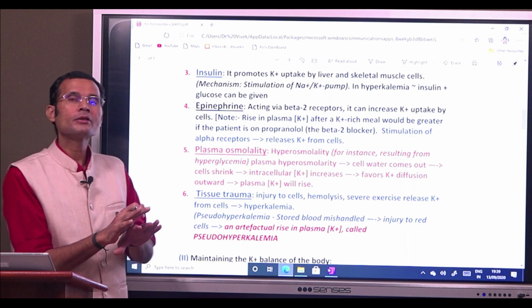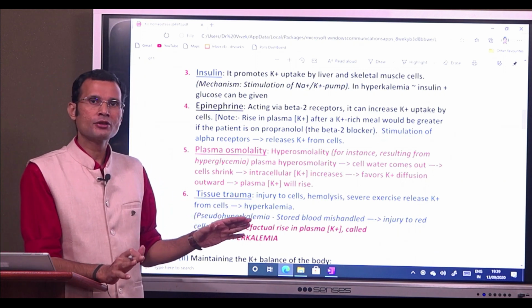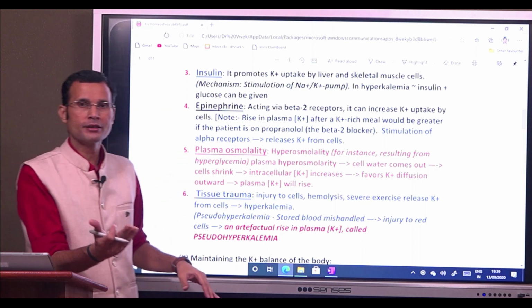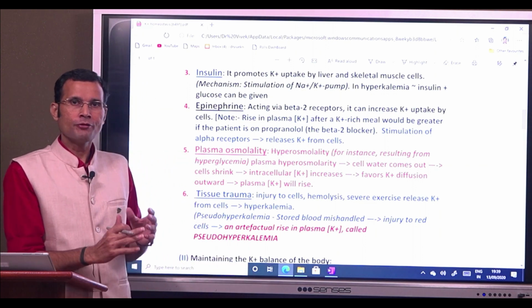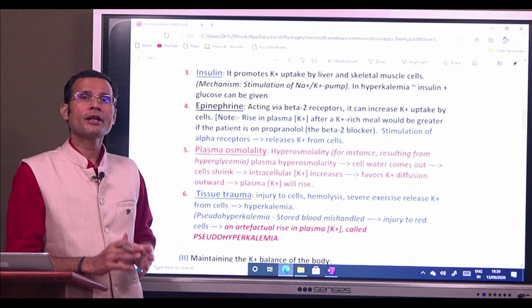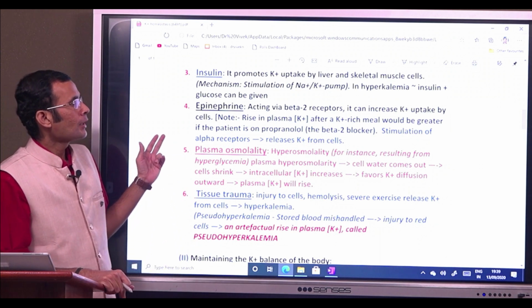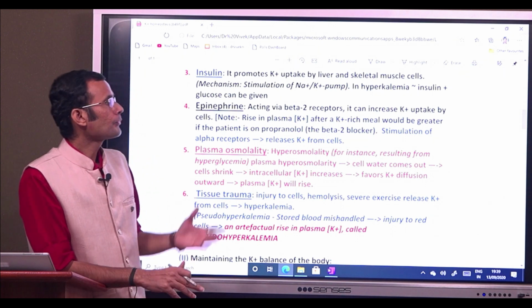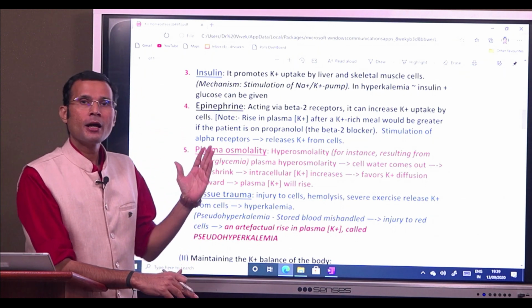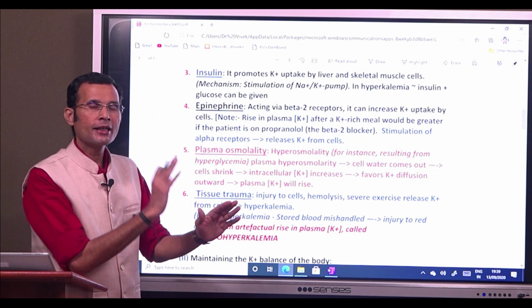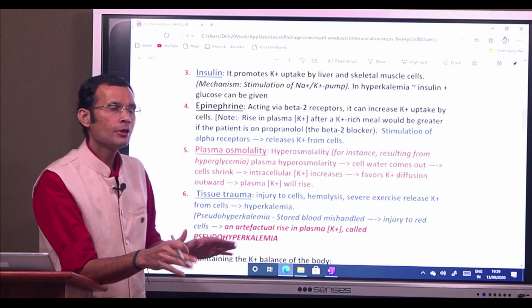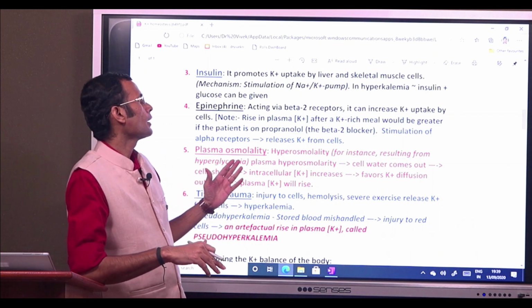So remember, there are these opposite effects of beta 2 receptors versus alpha receptors for the action of epinephrine. But we are more focused right now on the beta 2 receptor action of epinephrine. When it acts via beta 2, potassium is taken up by the cells. Increased activity of sodium potassium pump. Potassium pushed into the cells.